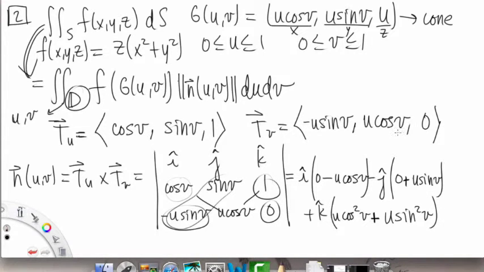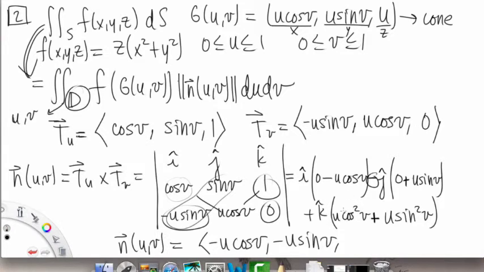Okay, so that's a handful, but ultimately what we get for our normal vector, with respect to u and v, is the following. We have a negative u cosine v, and this here is a negative u sine v, and this last component, if you factor out a u, that's just going to be u, because cosine squared plus sine squared is just 1. Alright, so we found our normal vector.